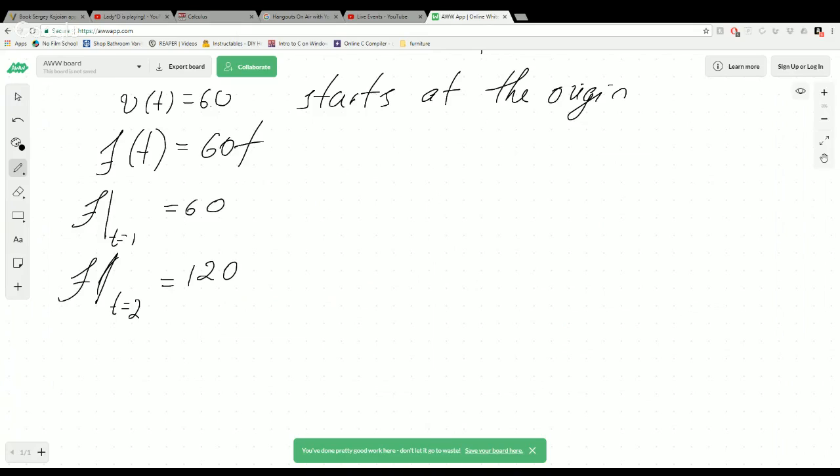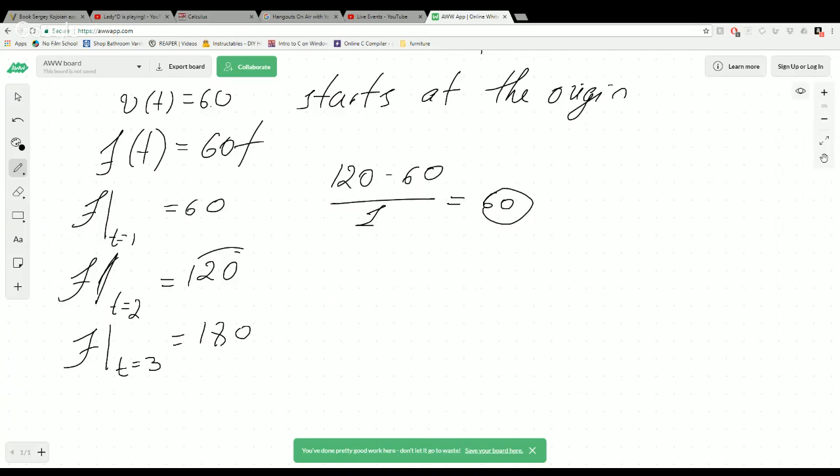Now, what is the ratio? The ratio is, of course, if I take this and divide by this, what do I get? I get 2, right? Now, if I wanted to know what the slope was, how do we find the slope? f2 minus f1 divided by the time difference, which is 2 minus 1, of course, 1, and we get 60. The slope is 60. Fine. What would be my position at time 3? That's 3 times 60. That's 180. And finally, at time 4, that would be 240.